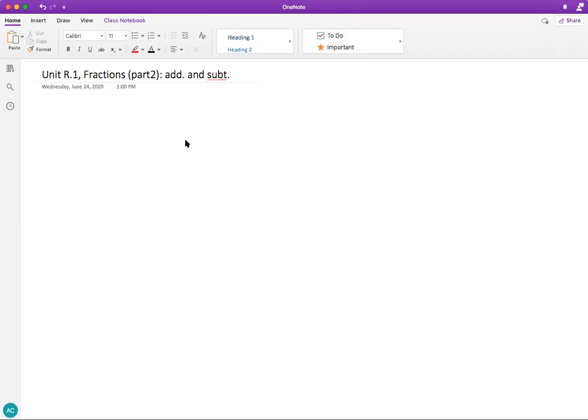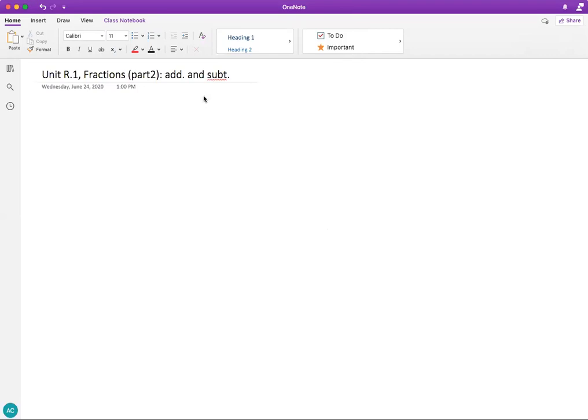So today we're going to continue with the fractions. Last time we learned what fractions are, the concept of fractions. We talked about simplifying fractions, mixed numbers, and also we learned multiplication and division of fractions. So the second part of that unit is addition and subtraction of fractions.